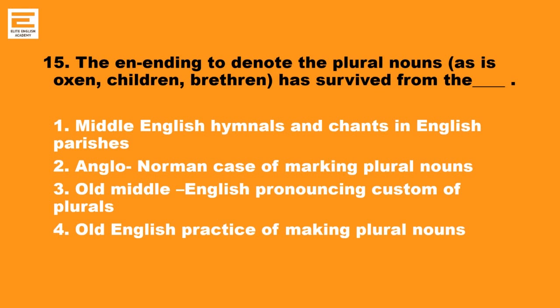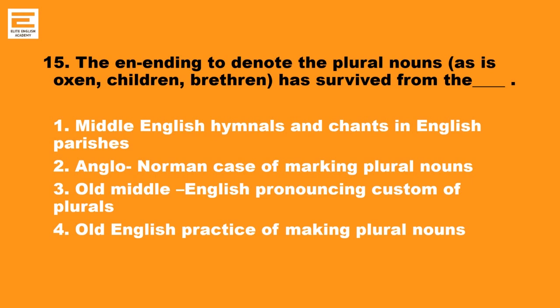The N ending to denote the plural nouns, as in oxen, children, brethren, has survived from which of the options given: Middle English period, Anglo-Norman case, Old Middle English pronunciation, custom of plurals, Old English practice of making plural nouns. Right.